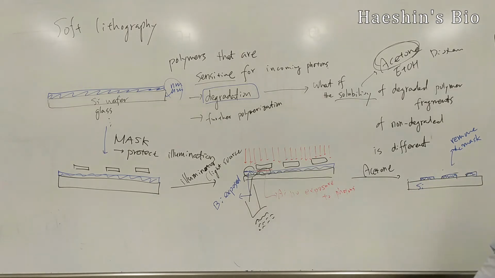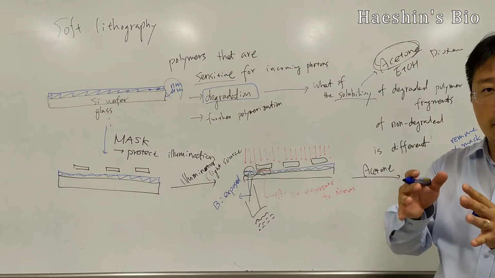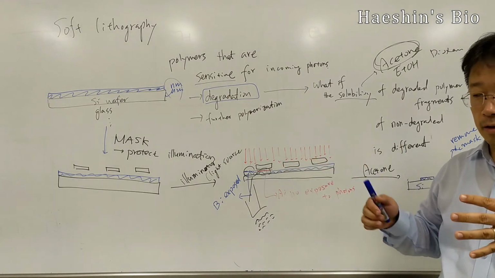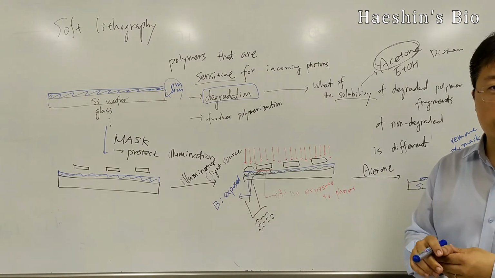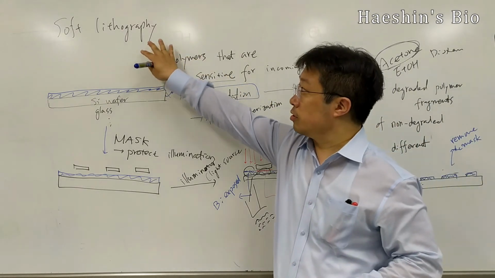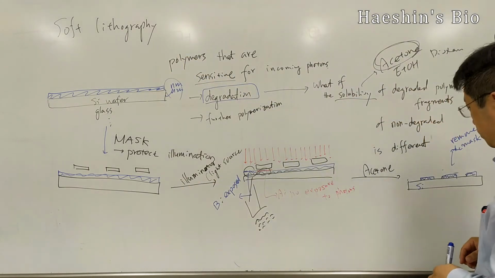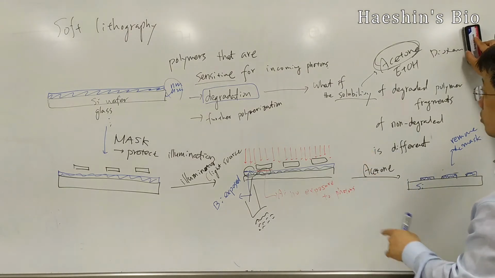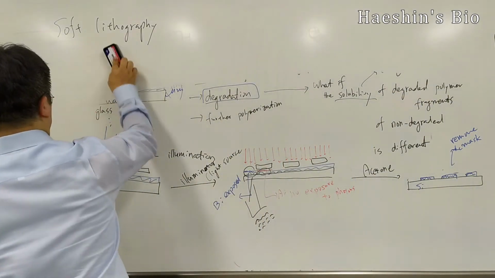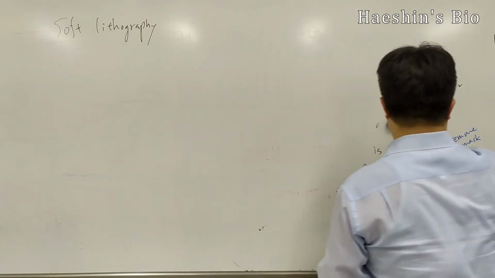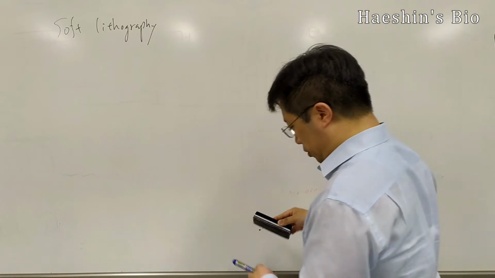So this is a key part, how we make a pattern on surfaces. This is a very, very general principle of how we make the lithography circuit in the electronic semiconductor industry. But as I mentioned, we focus on this biological soft lithography. So I'll bring this part in here again, and I will delete everything.